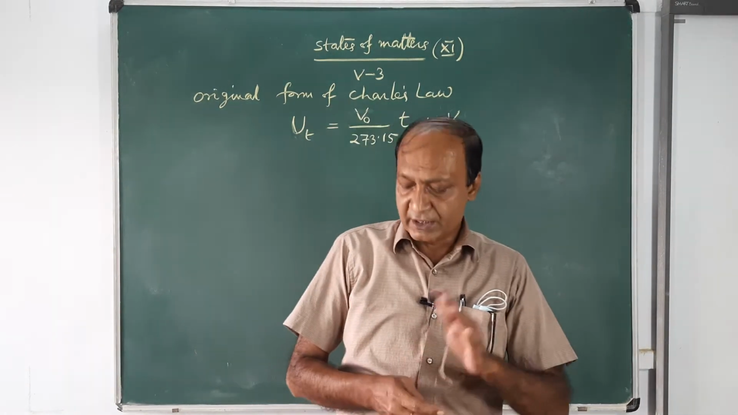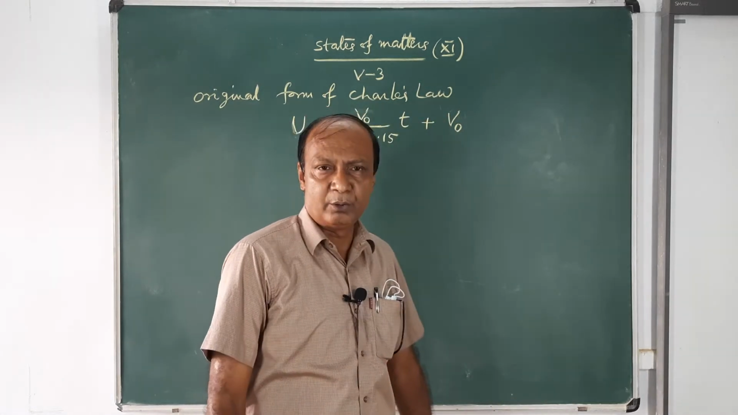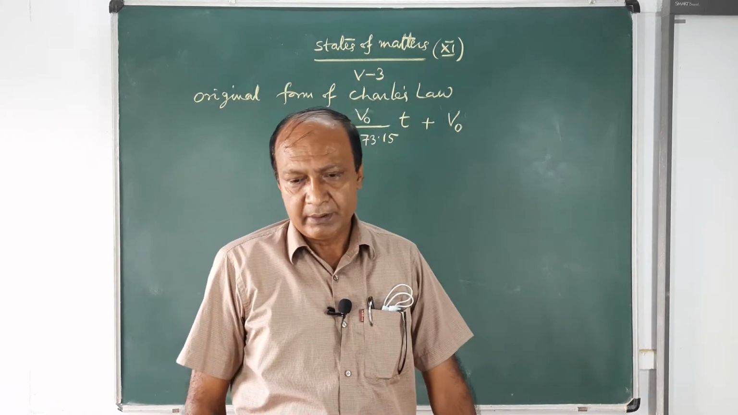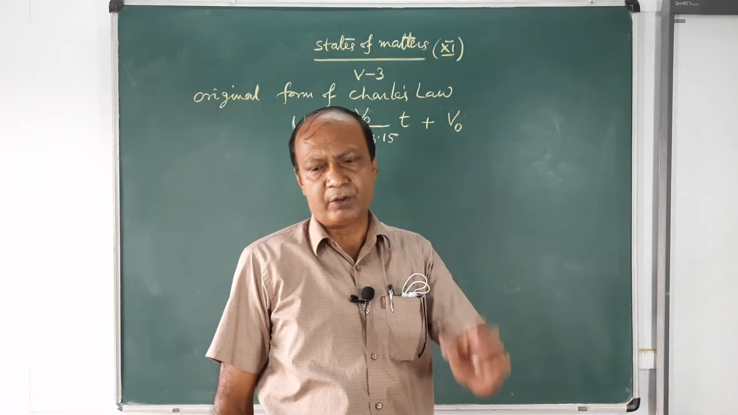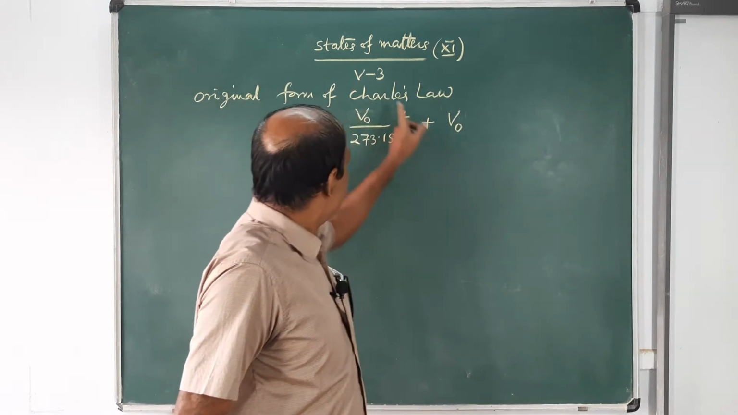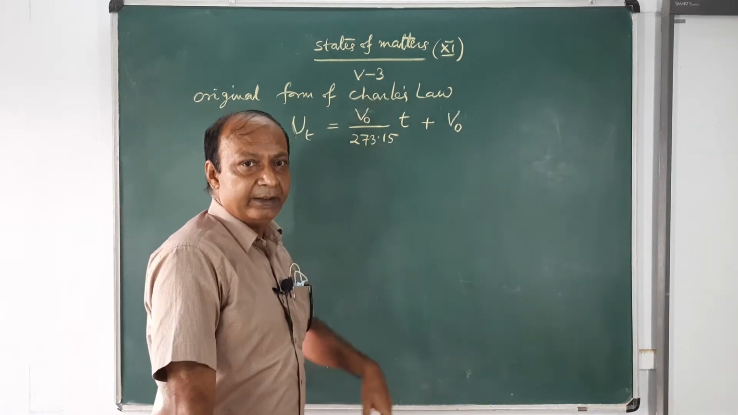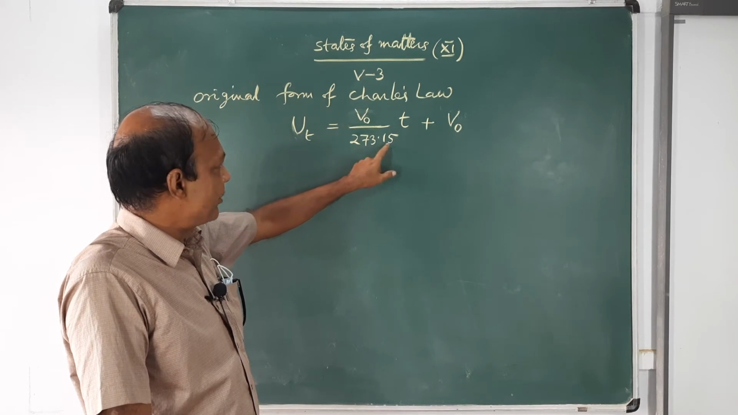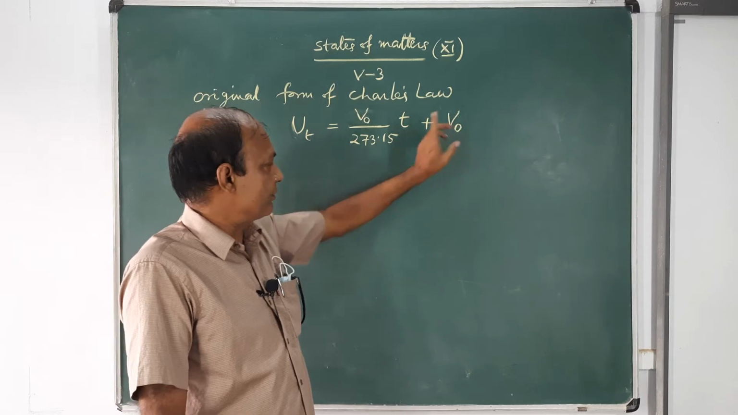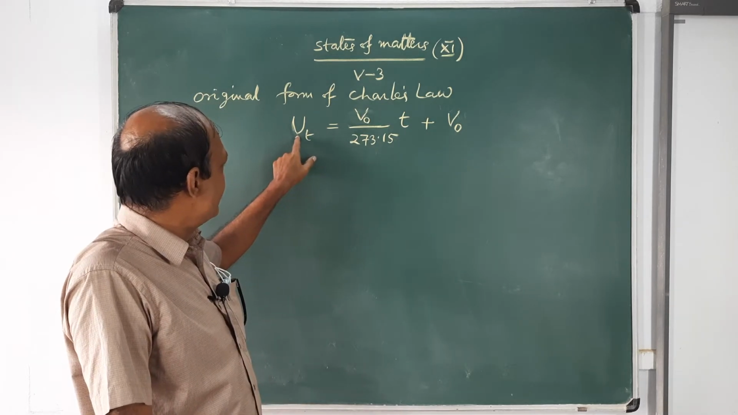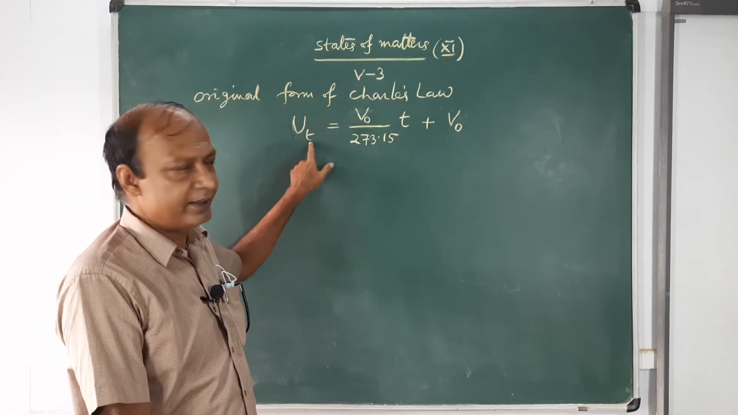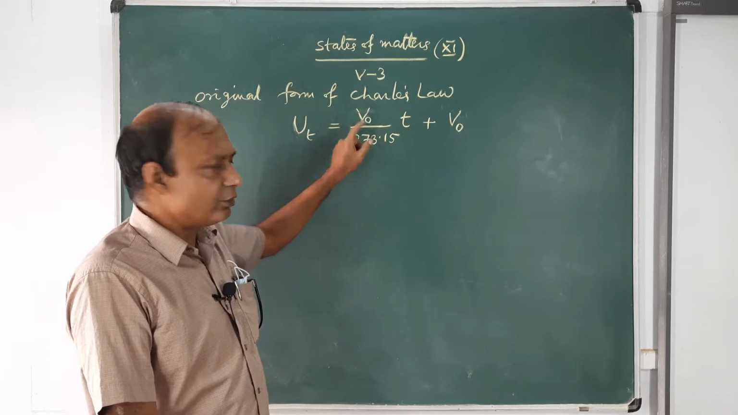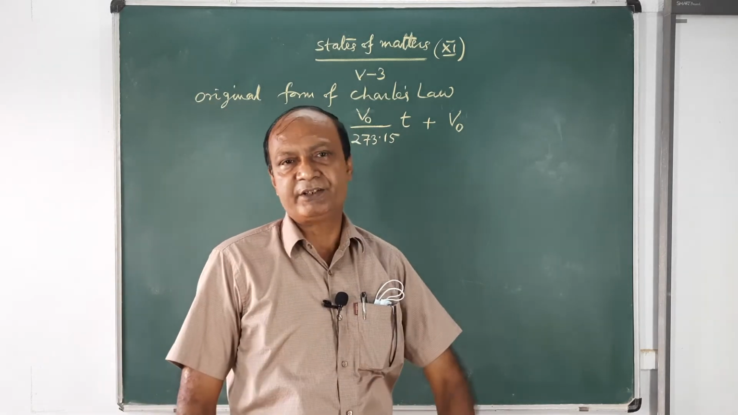In our last class, we discussed Charles' law, Boyle's law and Avogadro's law. Today, I am going to start from the original form of Charles' law in our third video, video number 3. That day, we wrote that Vt equals V0 by 273.15 into T plus V0. Remember, here Vt is the volume of the gas at temperature T degree centigrade. This T denotes temperature in degree centigrade and V0 denotes the volume of the gas at 0 degree centigrade.